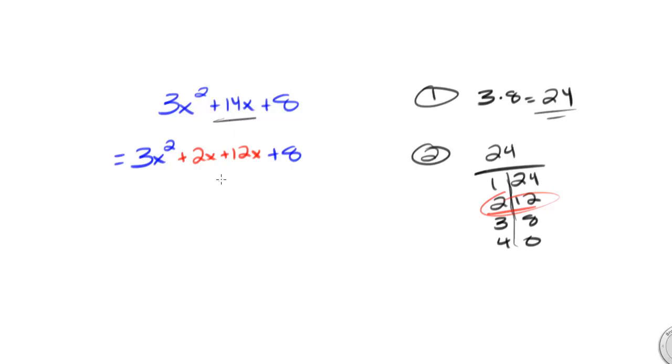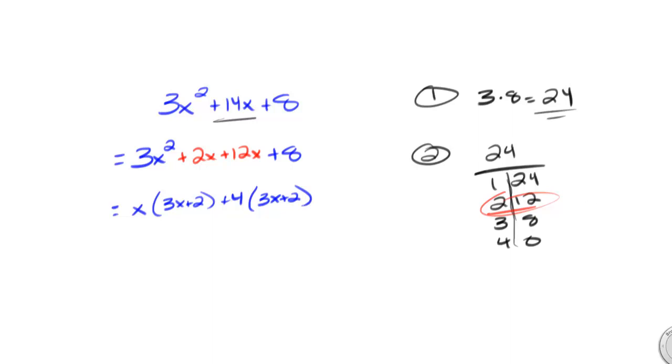Now all I need to do is factor by grouping with the polynomial I have set up here. So factor the greatest common factor out of this first set, which would just be an x, and leave me with a 3x plus 2. In the second group here, I would factor out a 4, and I'd get 3x plus 2.